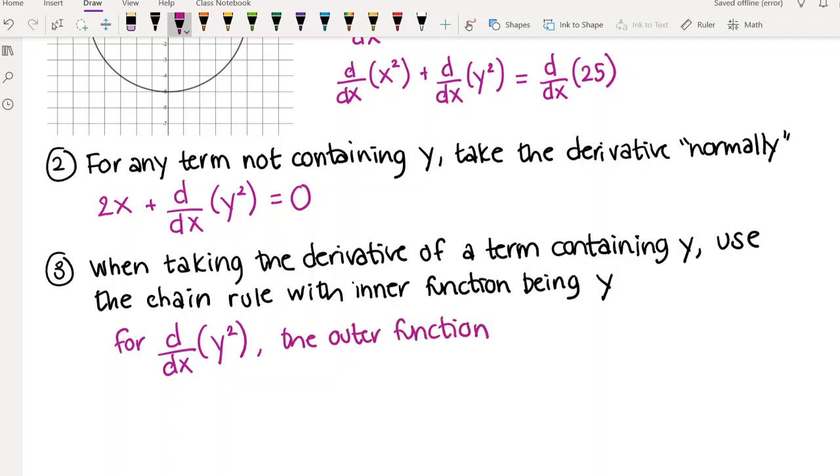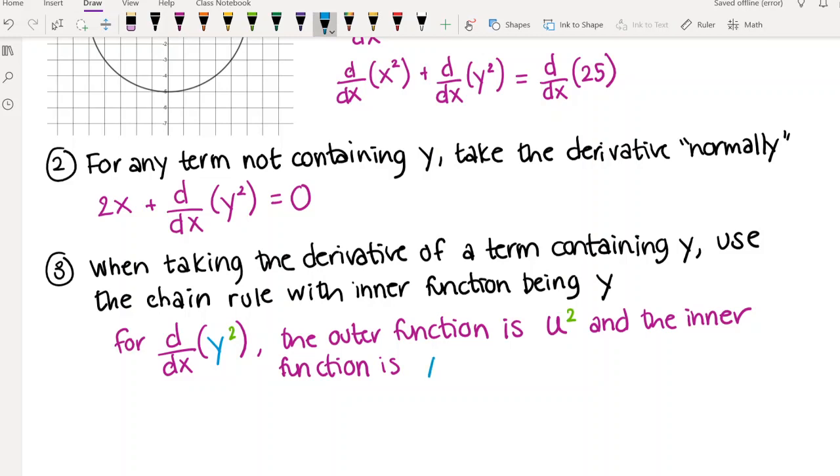and let me use a couple different colors here. So let's say this, y squared. The outer function is going to be u squared, right? Because it's the squaring function. That's what you're doing to y. And then the inner function is going to be y.